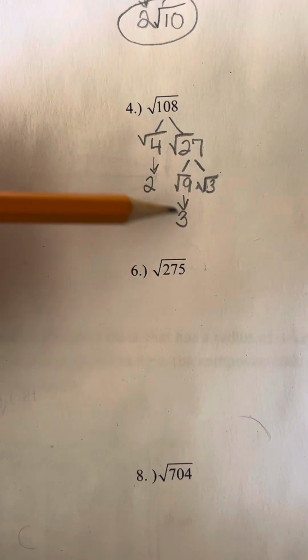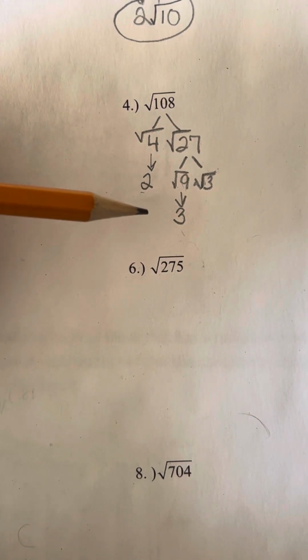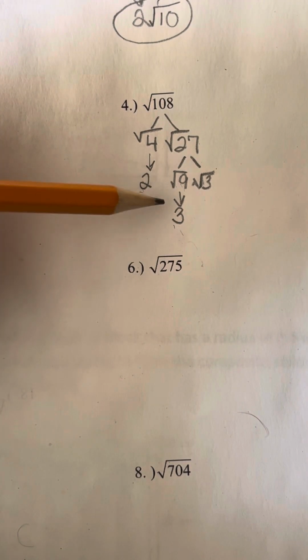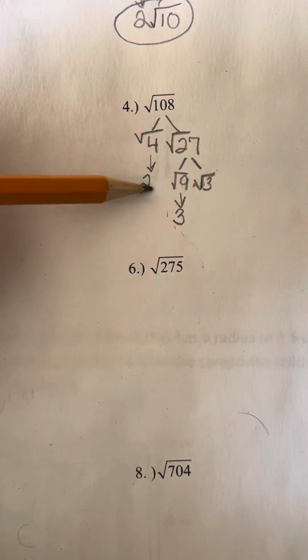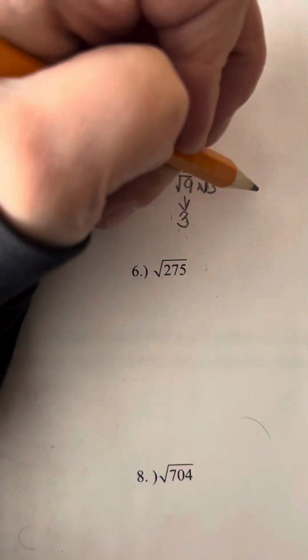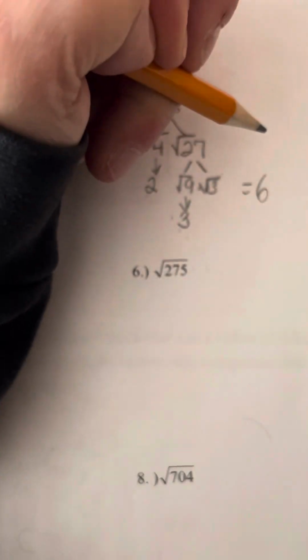But I do have these two simplified square roots that I now have to take care of. So really what you have is 2 times 3 times the square root of 3. 2 times 3, you just multiply like you normally would, which is 6. And then we have that root 3. And so this would be my finalized answer.